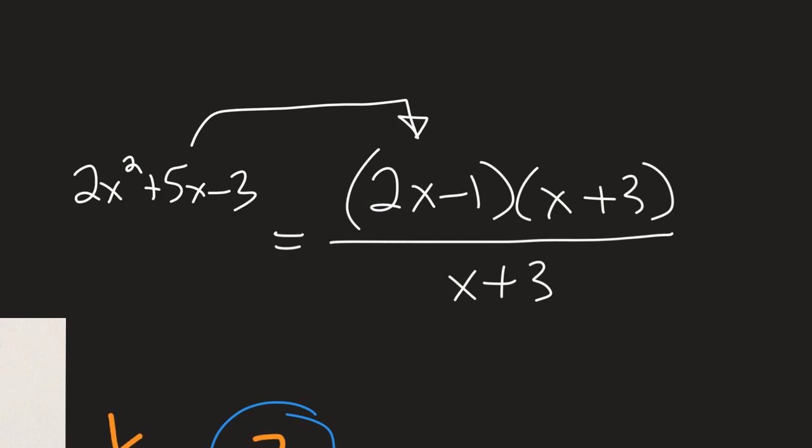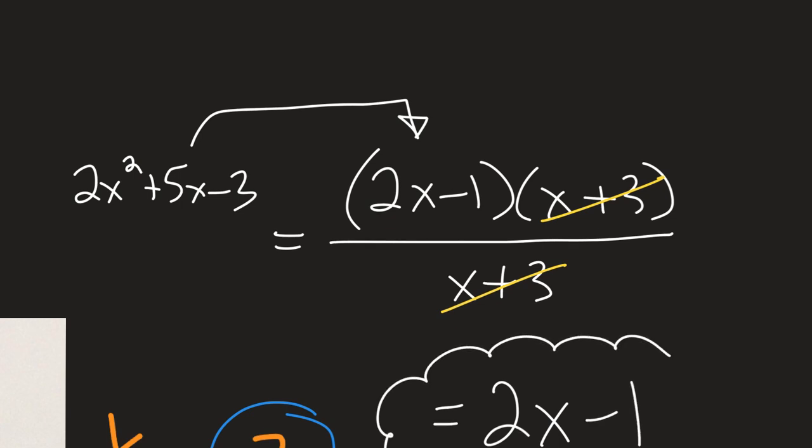Right, we can divide this. X plus 3 divided by x plus 3 is 1, right? Anything divided by itself is 1. So we are really just looking at the graph of 2x minus 1. Right? That is what we are graphing here.